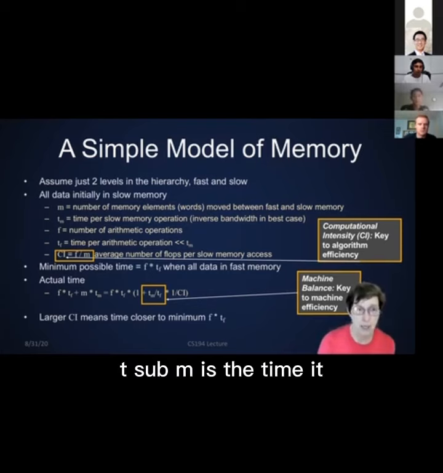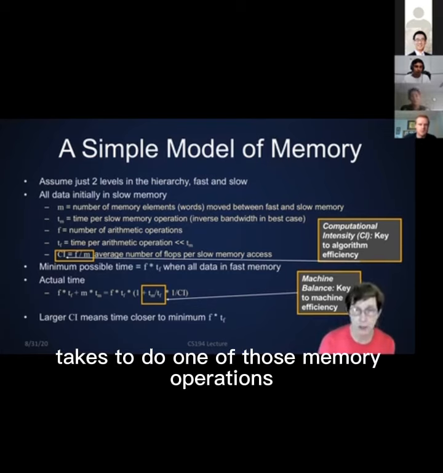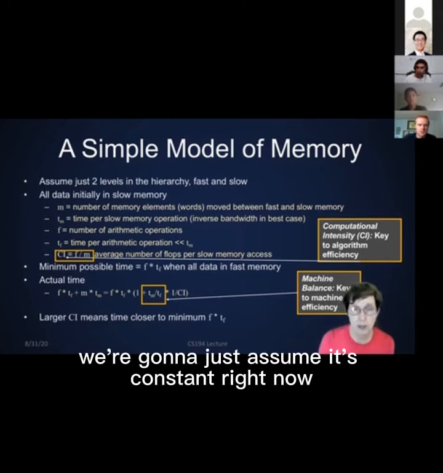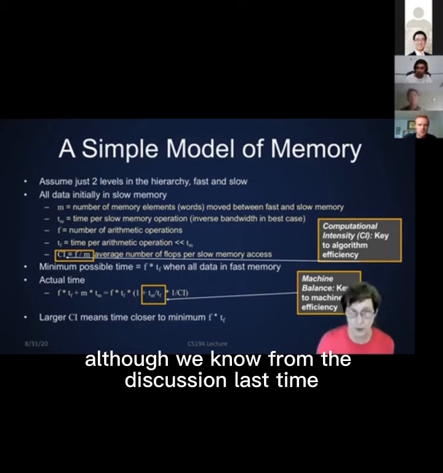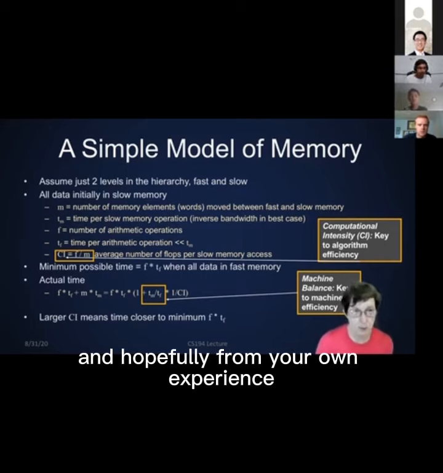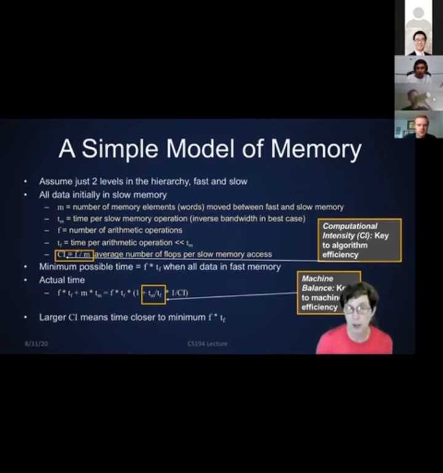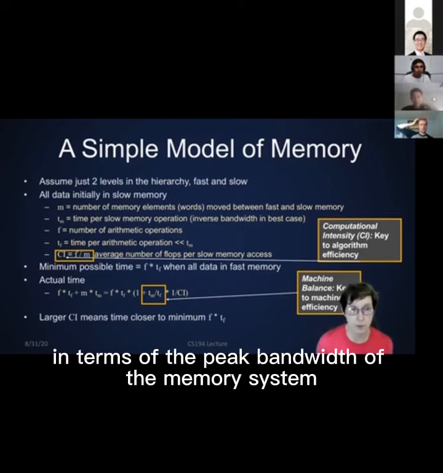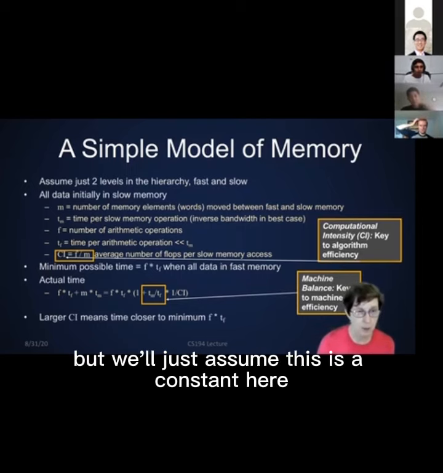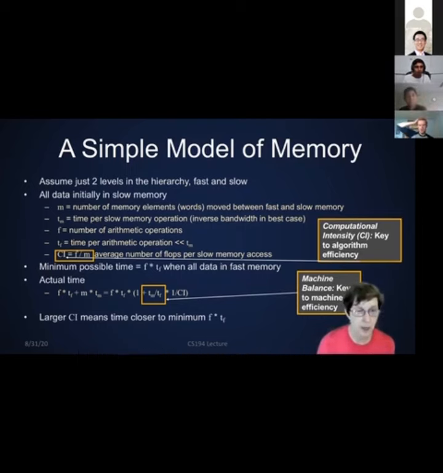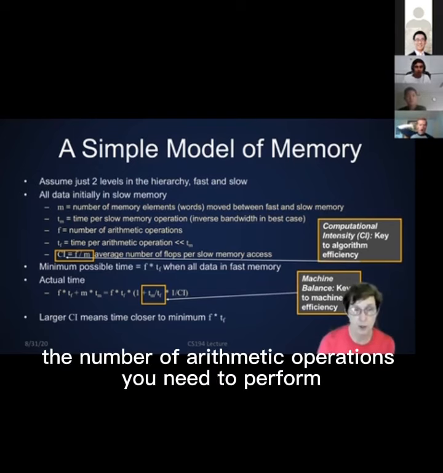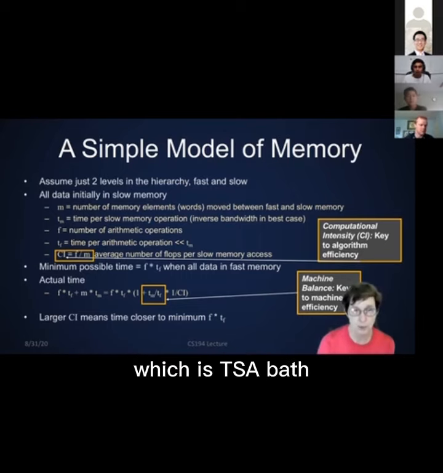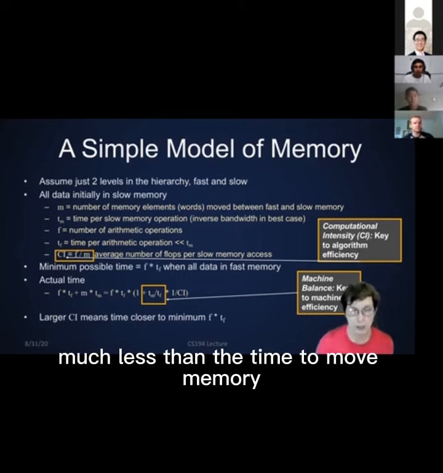T sub M is the time it takes to do one of those memory operations. So this is going to be, in the best case, the inverse bandwidth. We're going to just assume it's constant right now, although we know from the discussion last time and hopefully from your own experience that latency is going to be much longer than the average time per element in terms of the peak bandwidth of the memory system. But we'll just assume this is a constant here. The number of arithmetic operations you need to perform, and then the time to perform each arithmetic operation, which is T sub F. And that is going to be, of course, much less than the time to move memory, even in the bandwidth sense.